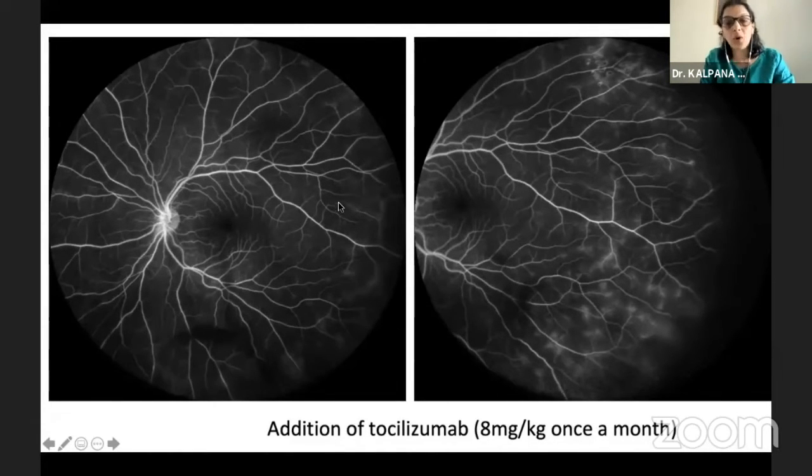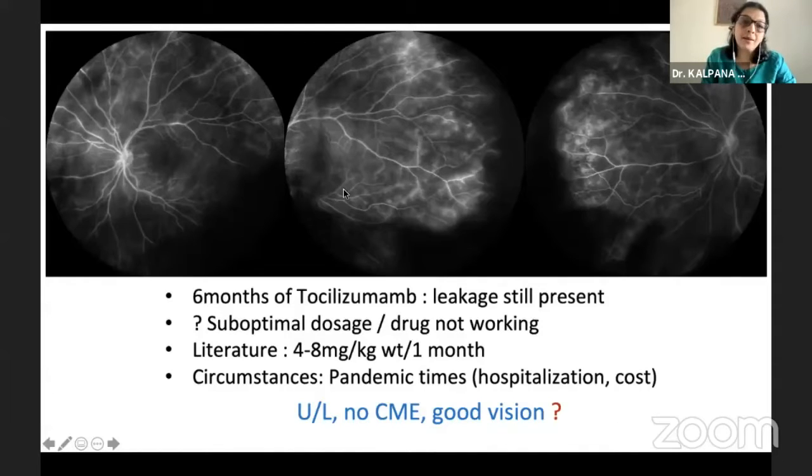And initially we thought she was doing well until 6 months down the line, when I repeated the fluorescein angiogram, I was horrified to see that the leakage was still present. And in fact, it had gone up a little more. Now, at this point of time, we were led to believe, are we undertreating these patients? Is it a suboptimal dosage we are giving? Or is the drug not working? We still do not know.